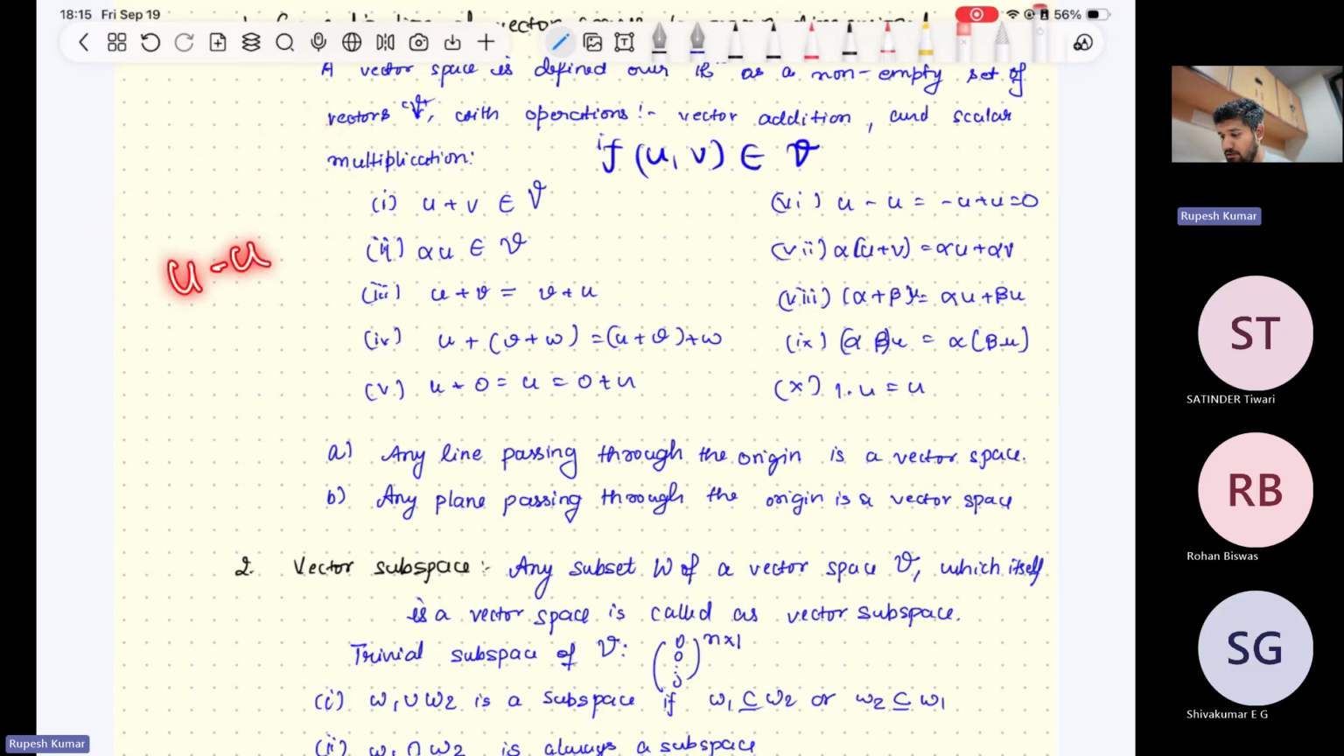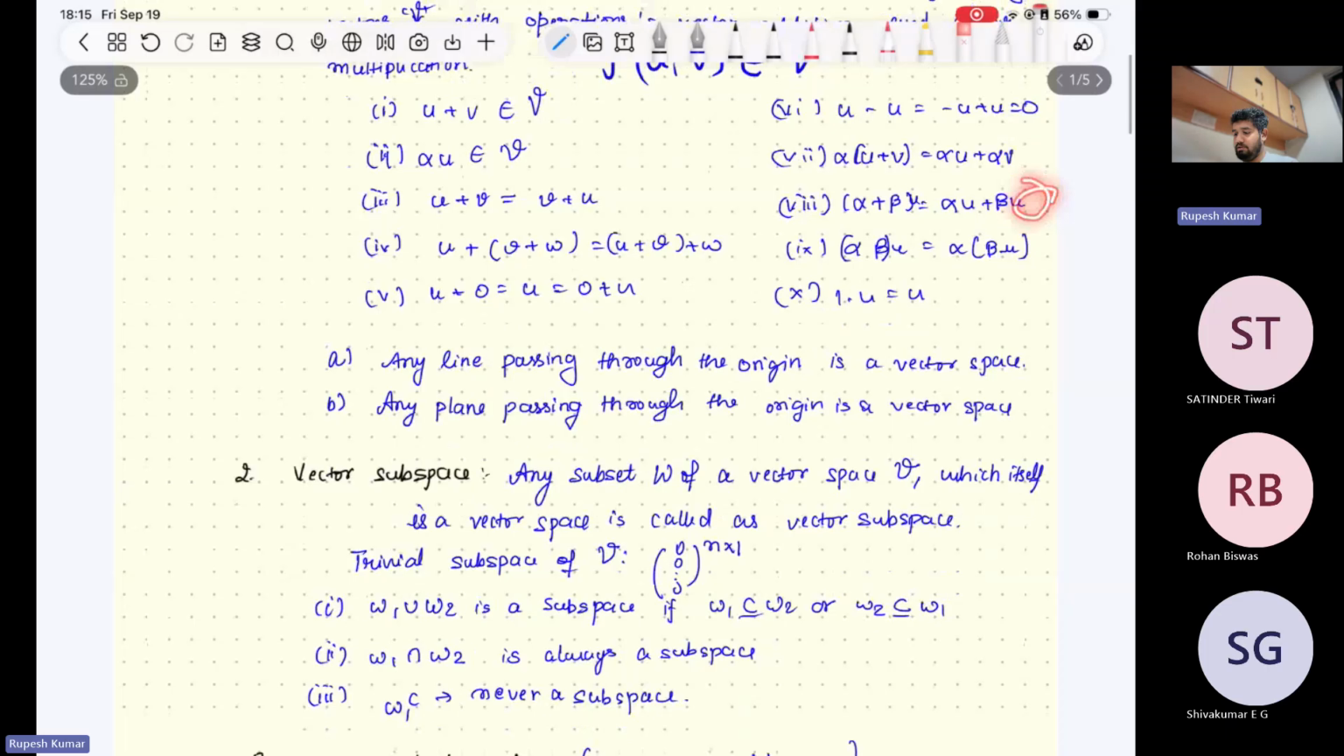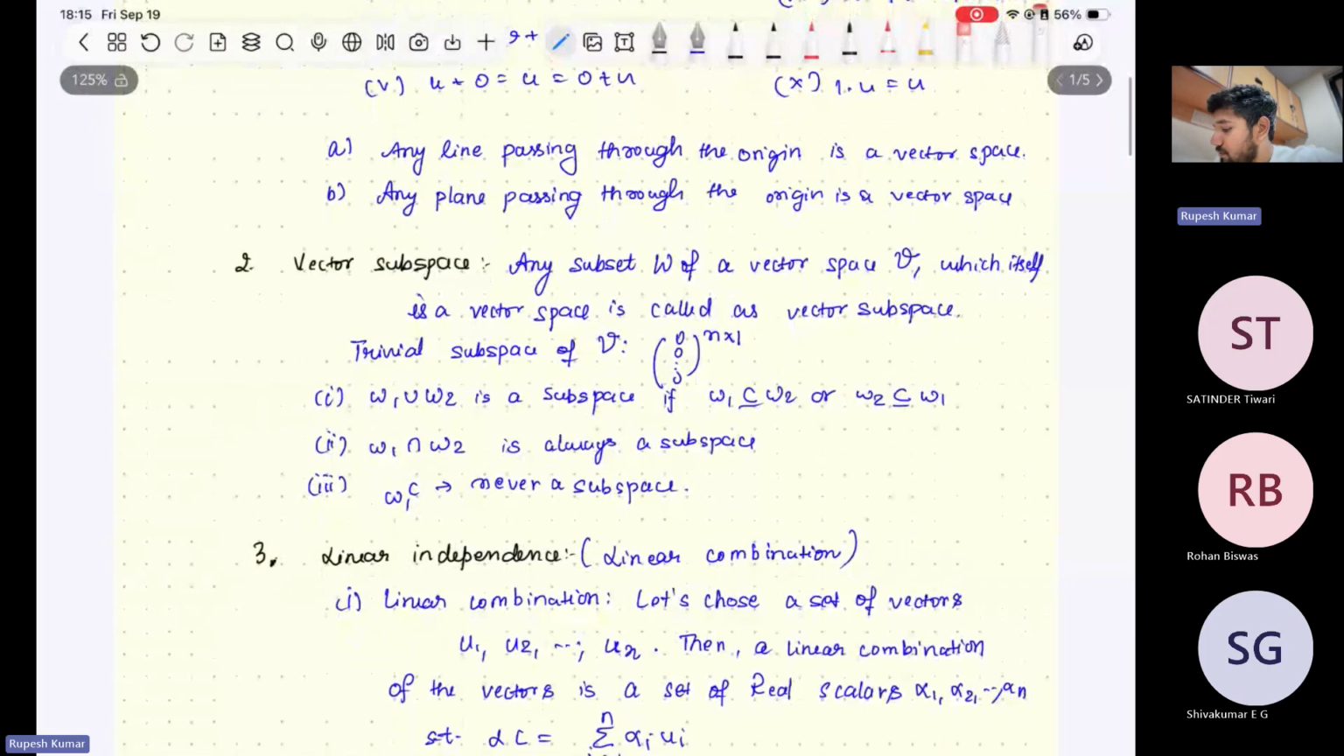Fine. u minus u equals 0. So basically 0 has to exist. That's why the plane or the line has to pass through the origin, right? So this was basics on vector spaces.